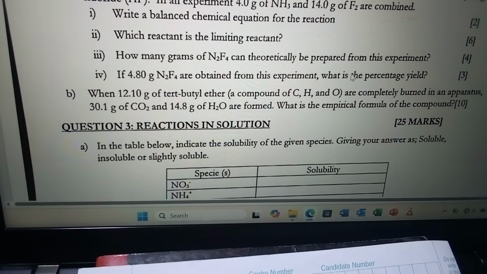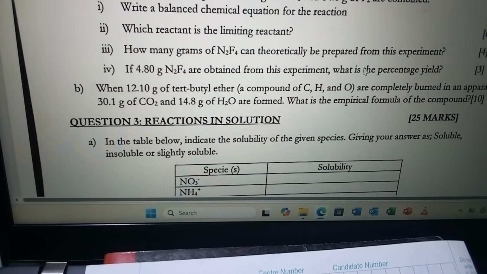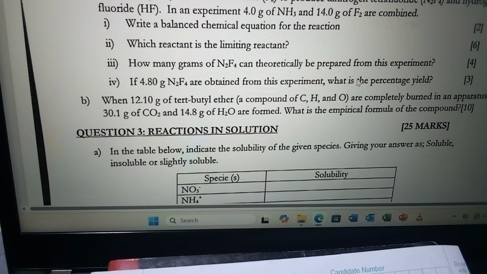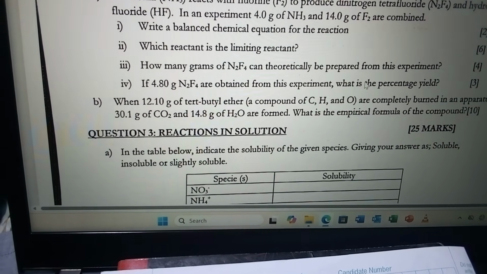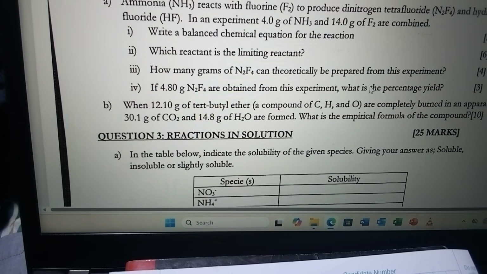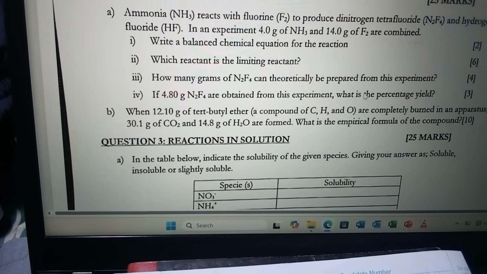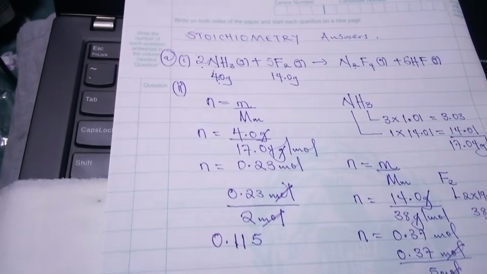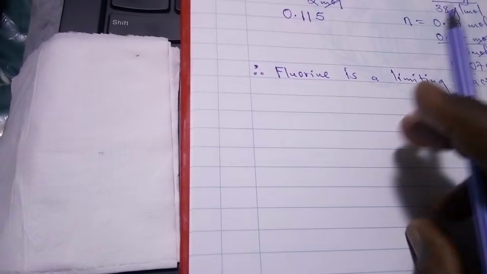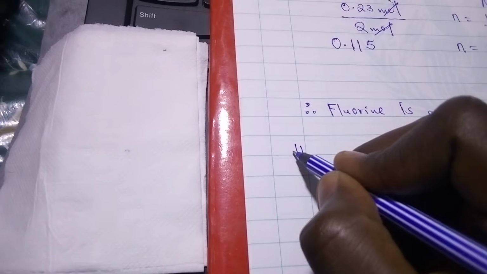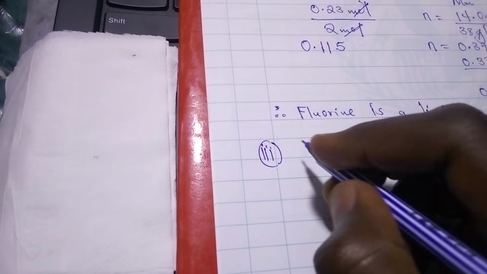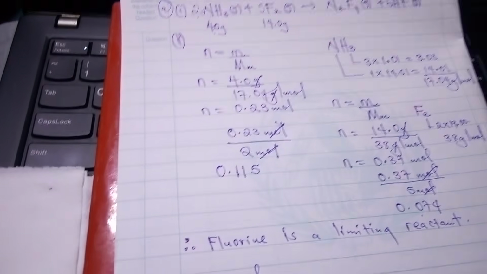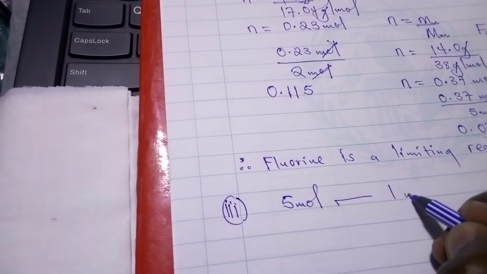The third question, they are saying how many grams of dinitrogen tetrafluoride can theoretically be prepared from this experiment. So we can calculate. One thing that you should bear in mind is that the limiting reagent determines the mass that is produced. So you are going to get the mole ratio: 5 moles of fluorine, since it is the limiting reagent, with 1 mole.